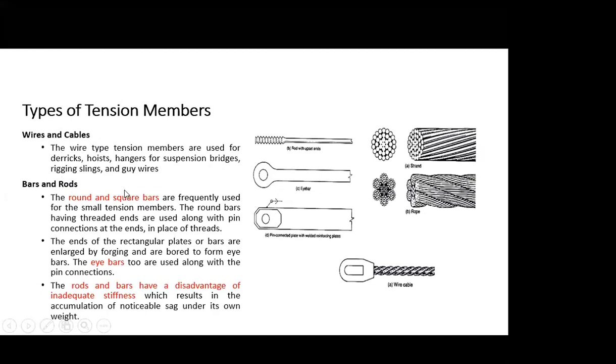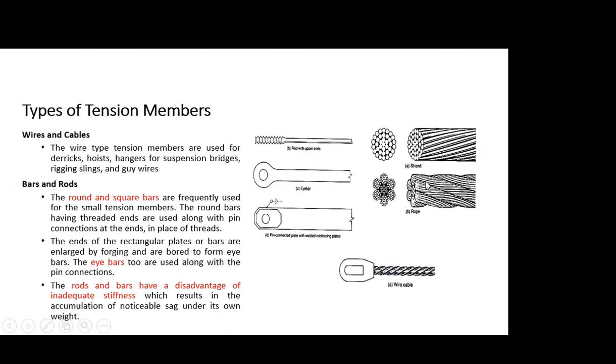They are tied to some ground portion, some rigid portion. For those things, the guy wires will be used. These hangers, hoists, and derricks are parts of the suspension bridges. And the rigging slings. Slings are also used to tie the member.